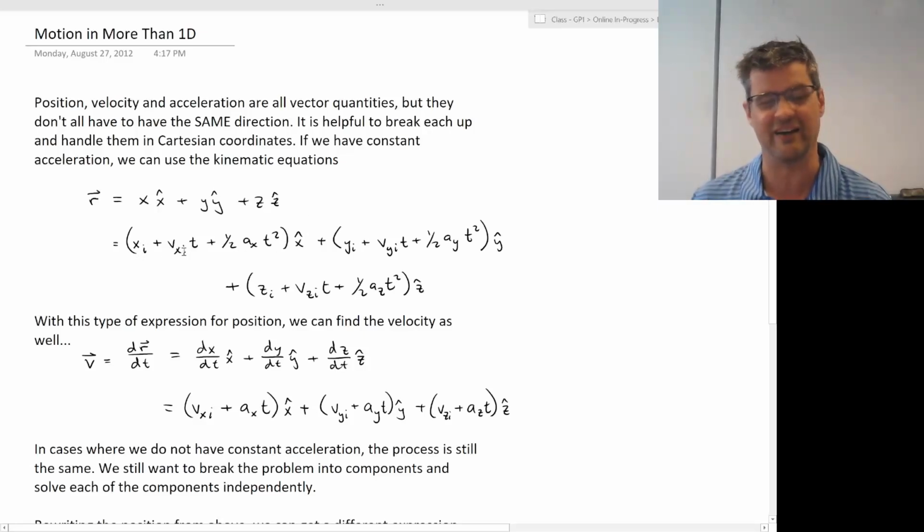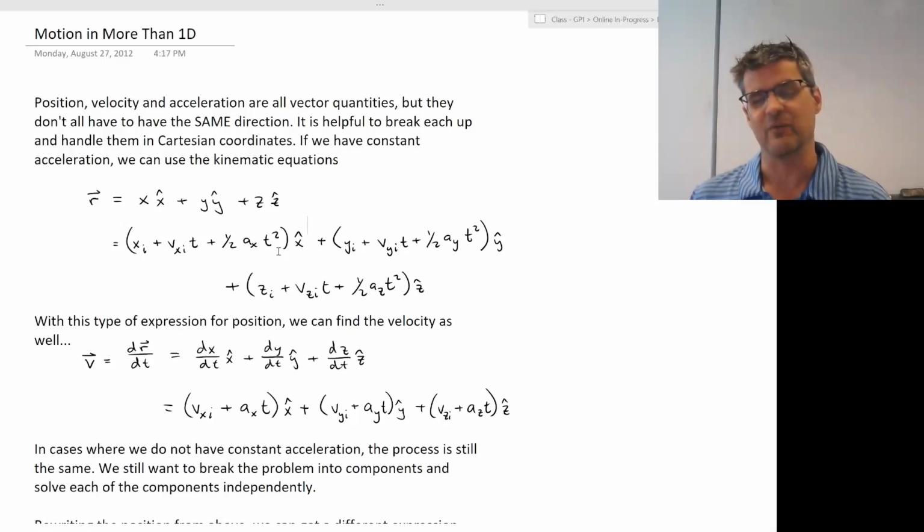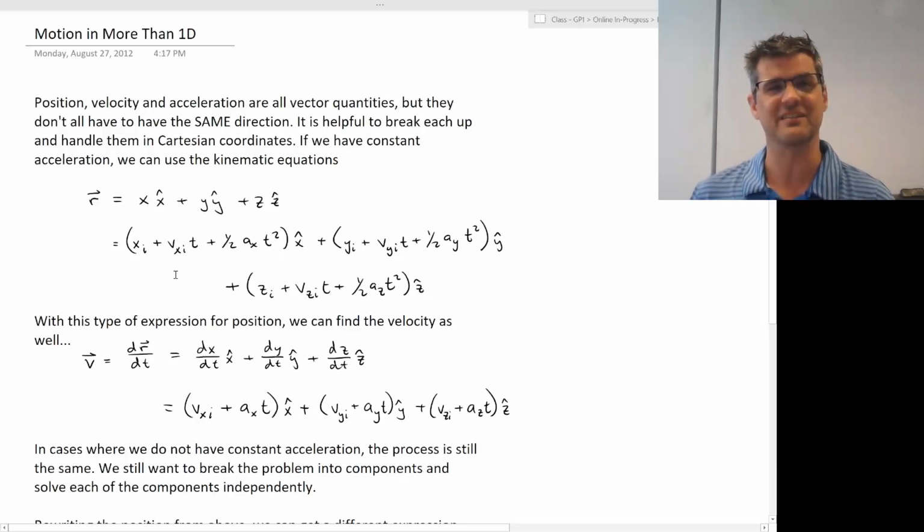xi plus vi in the x direction times time plus 1/2 ax t squared. This is everything that's happening in the x direction. Everything that's happening in the y direction is shown here. Everything that's happening in the z direction is shown here. And so you tell me what the initial velocity is in each of those directions, what the acceleration is in each of those directions. It has to be constant, but they don't have to be the same in every direction. It just has to be constant. That's totally fine. And you tell me where the thing started, and I will tell you at every instant of time where that thing is going to be.